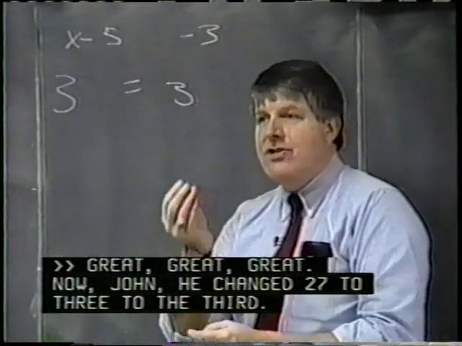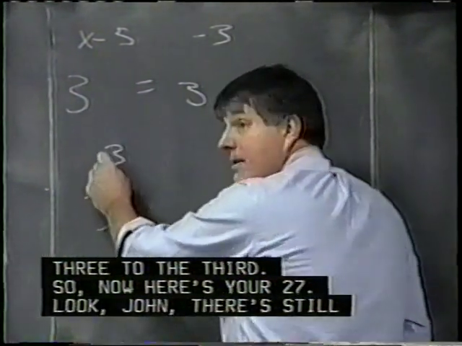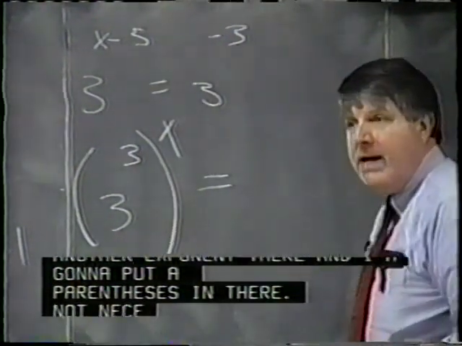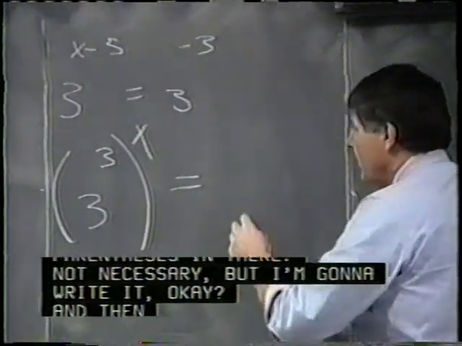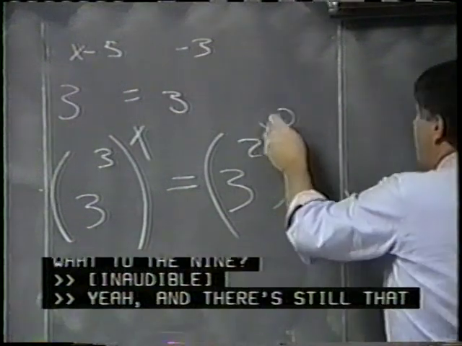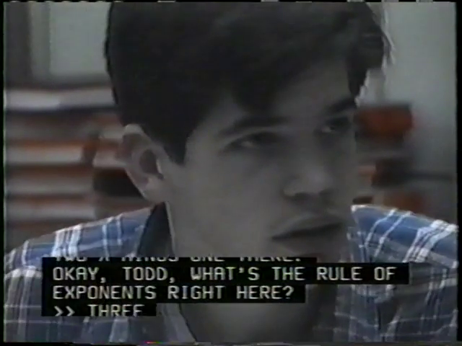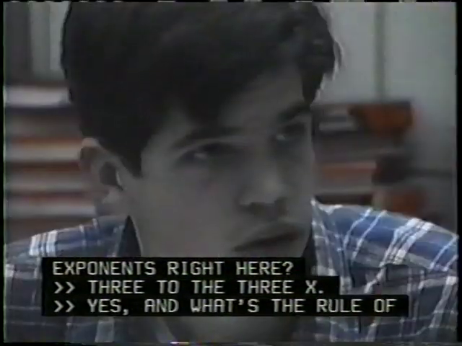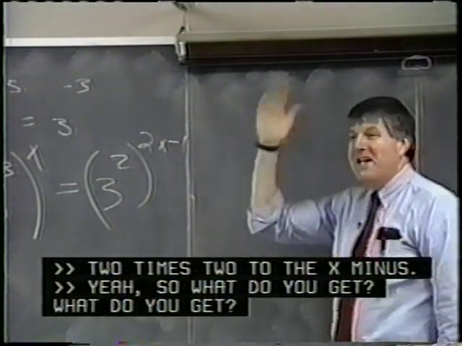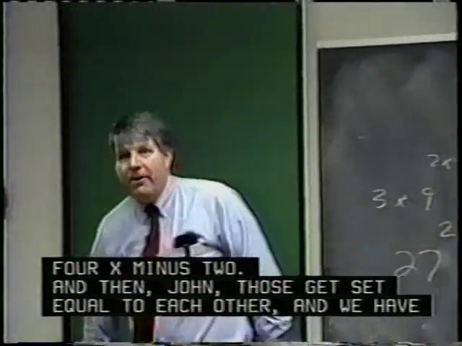Now, John, he changed 27 to 3 to the 3rd. So now here's your 27. But look at John, there's still another exponent there, and I'm going to put a parentheses in. They're not necessary, but I'm going to write it, okay? And then, John, he did what to the 9? And there's still that 2x minus 1 there. Okay, Todd, what's the rule of exponents right here? 3 to the 3x. Yes, and what's the rule of exponents right here? 2 times 2x minus 1. Yeah, so what do you get? 4x minus 2. That's right, 4x minus 2. And then, John, those get set equal to each other, and we have our value for x. Does that make sense?